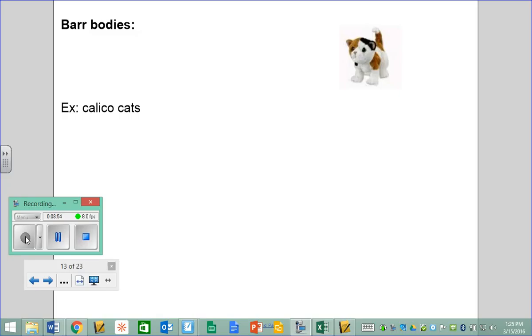All right, the next thing that we have to go over, which is on the screen now, is a little bit about something called a bar body. This is still kind of related to X chromosomes, but now we're not talking about things being passed on. We're talking about females who have 2 X chromosomes. A bar body is an inactive structure. And so you might wonder, why do we care about something that is inactive?